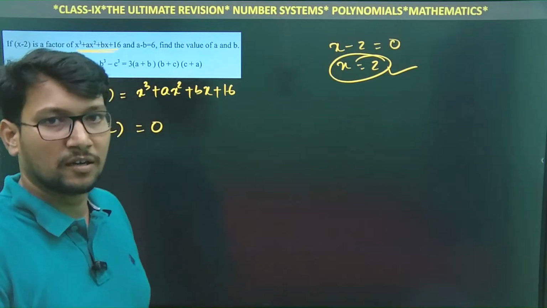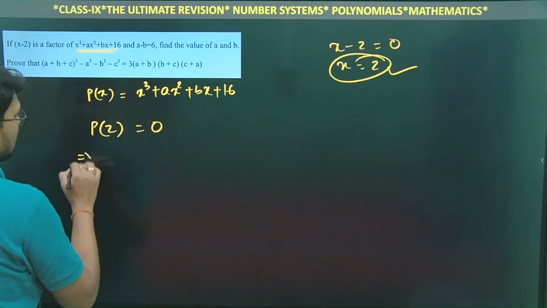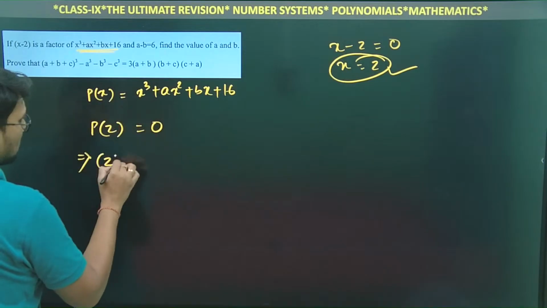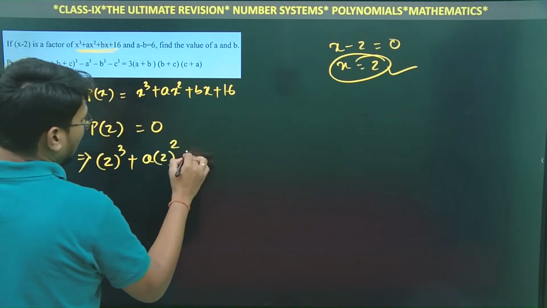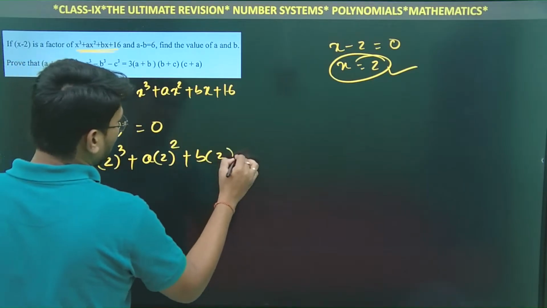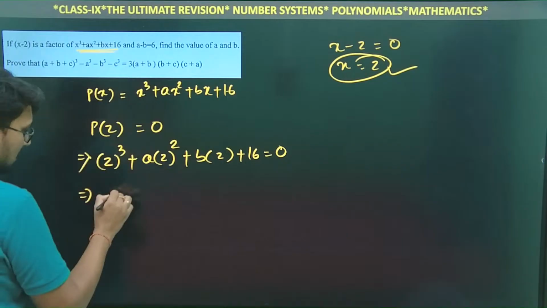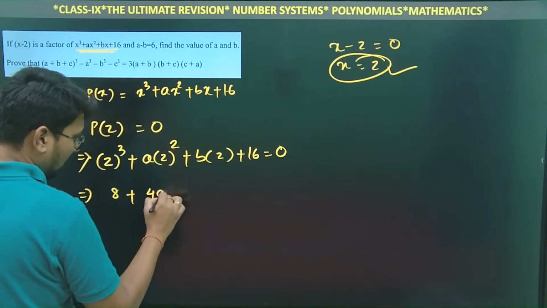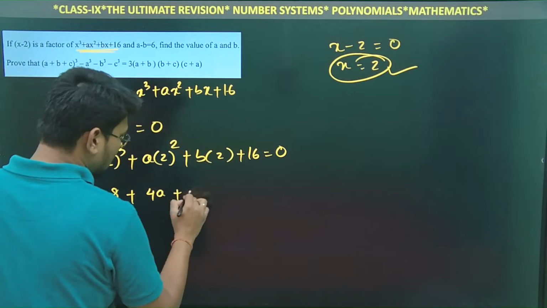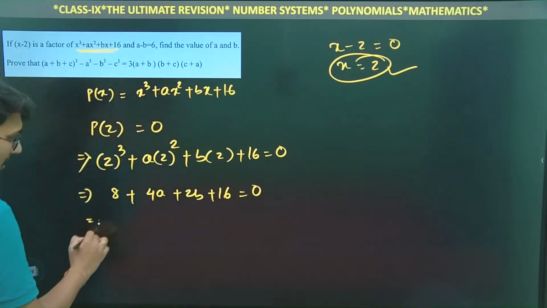Are you clear, everyone? So let us replace x by 2. Which gives 2³ plus a into 2² plus b into 2 plus 16 equals 0. 2³ is 8, plus 2² is 4, so 4a, plus 2b plus 16 equals 0. Now check.